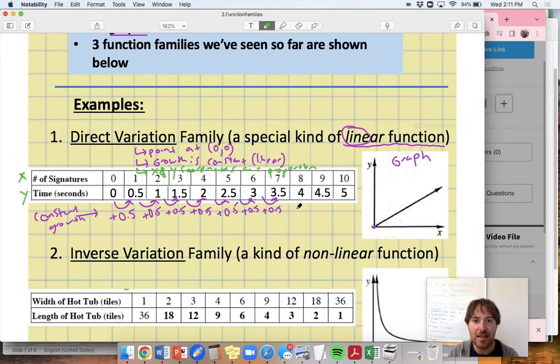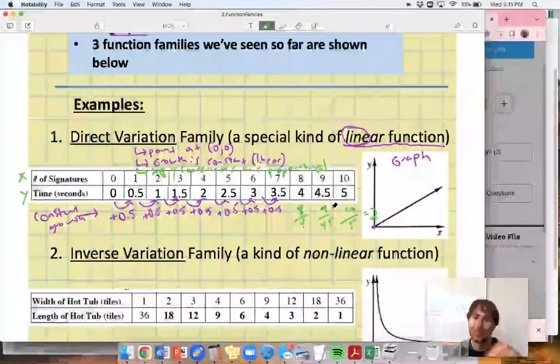Anyways, it directly varies. But I can set up a ratio of the x value to the y value, right? A ratio in math is just a fraction. 8 divided by 4 equals 2. That's the same thing as 9 divided by 4.5, which would also be 2. 10 divided by 5 would also equal 2. So they directly vary. They have a constant ratio, okay? X and y coordinates are proportional. Those are the 3 notes there.